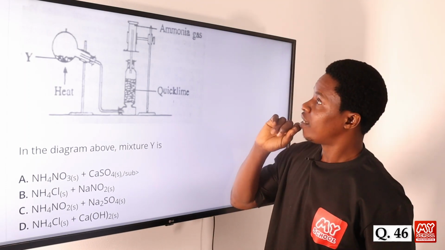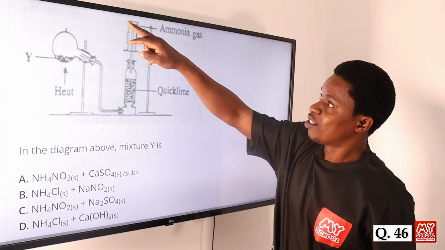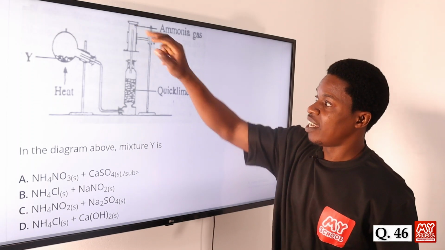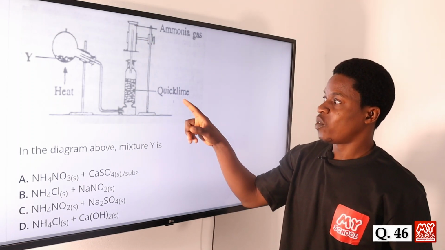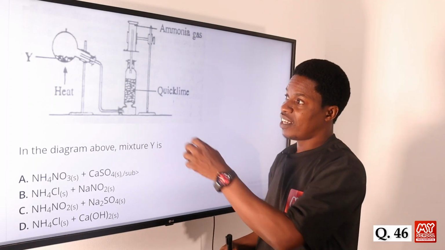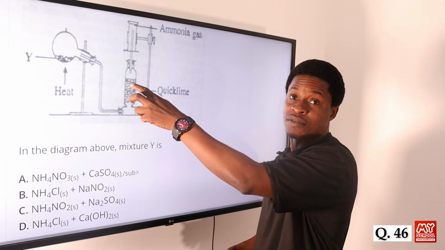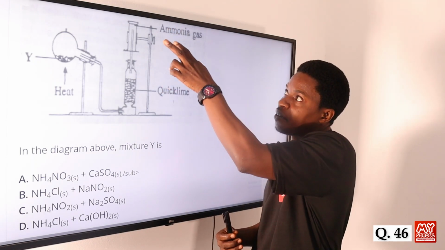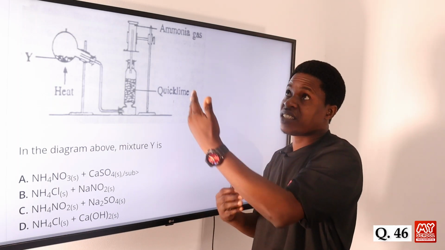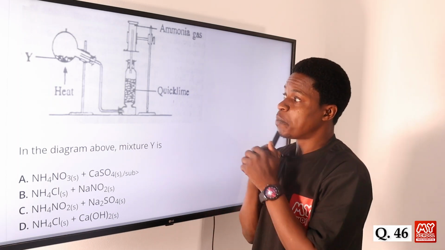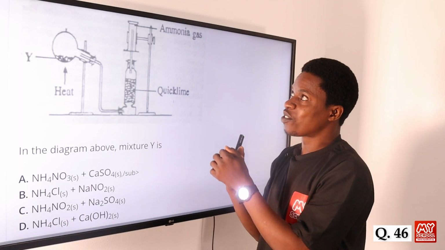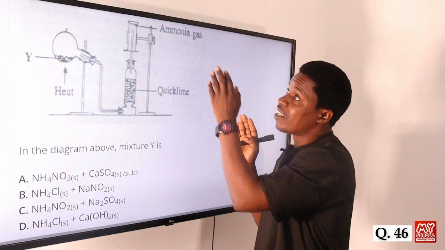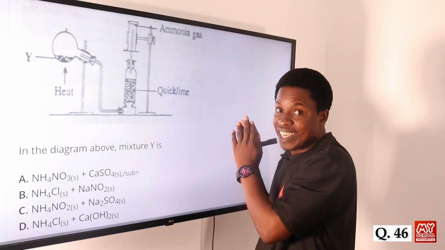We have a diagram here. We have ammonia gas here. You can see that is the vessel there, which means the ammonia gas is being produced here. Then we have quicklime. Of course, your quicklime is your calcium oxide, and don't forget that calcium oxide is a drying agent. What is it drying up here? For it to be drying, this gas must have a content of water. So quicklime is going to take off water, which means in the product we are going to have ammonia gas.